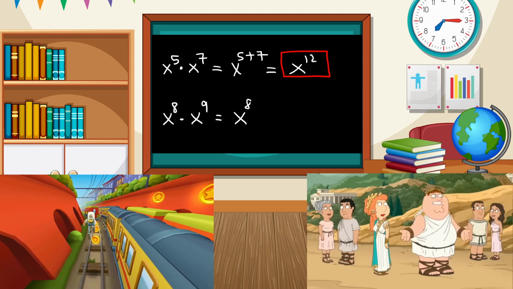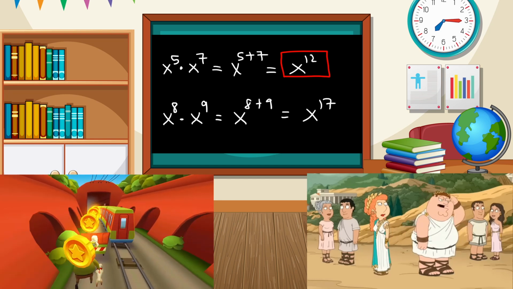Now for the second one, you just got to add 8 and 9. So 8 plus 9 is 17. Thus we get x raised to the 17.